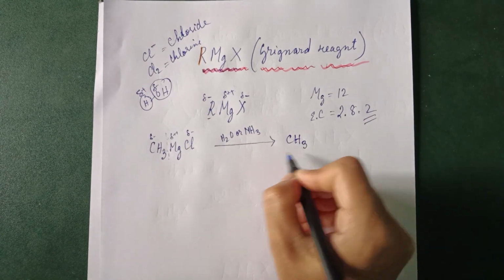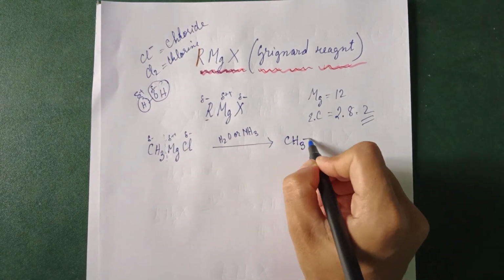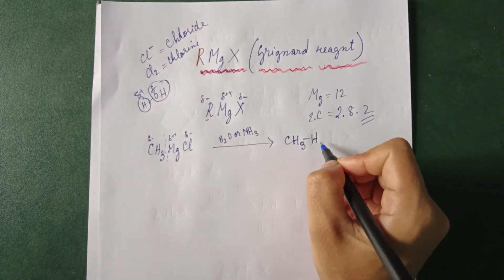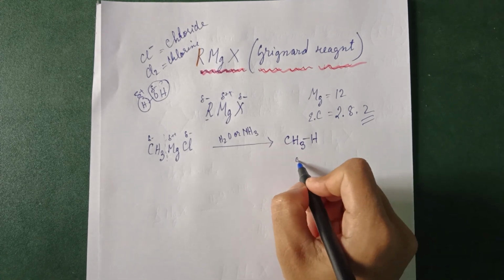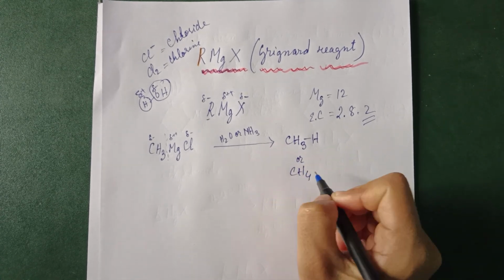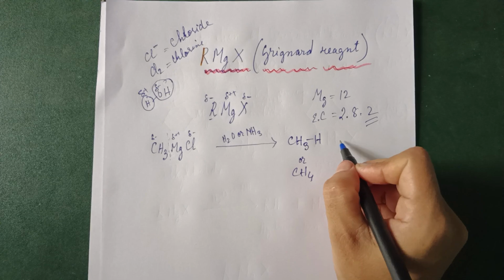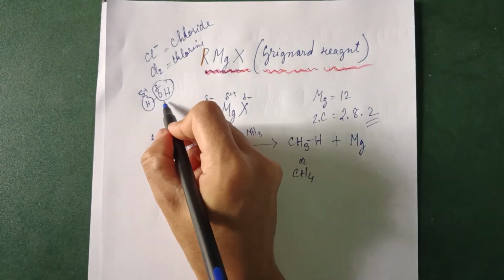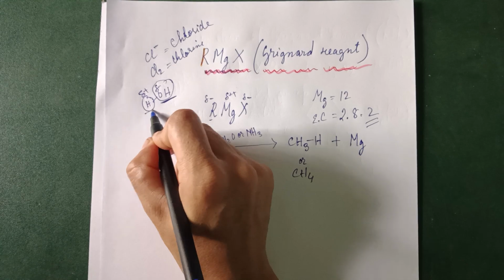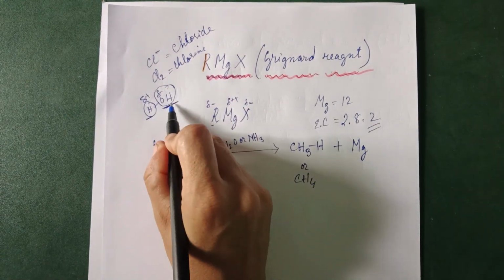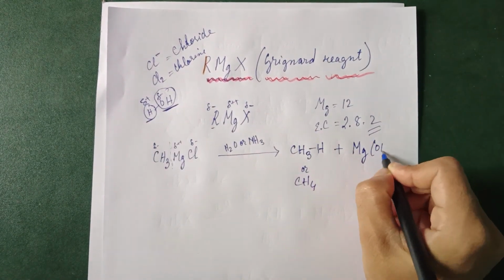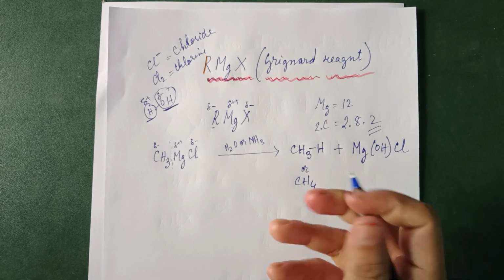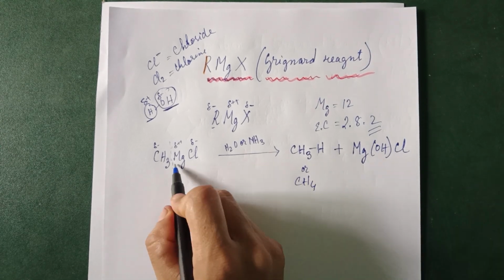So CH3, initially it is CH3, now it will change into CH3 bond C. Okay, or you can just simply write CH4 directly once you are clear with the reactions. Now what is remaining? Magnesium. Okay, so what is remaining from water? This part is remaining. This has been utilized here. So magnesium has OH remaining. So OH Cl. So this is our reaction of Grignard reagent.